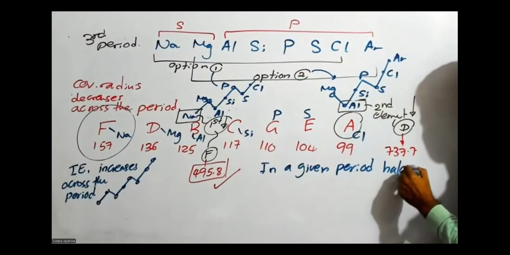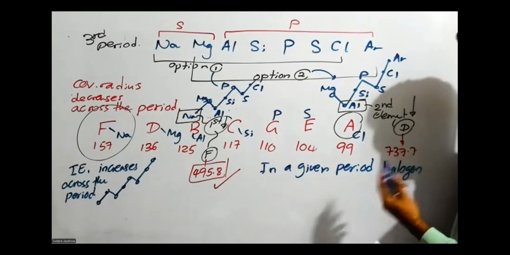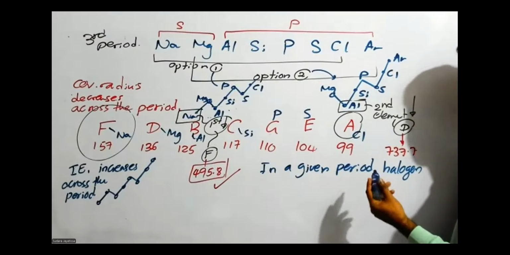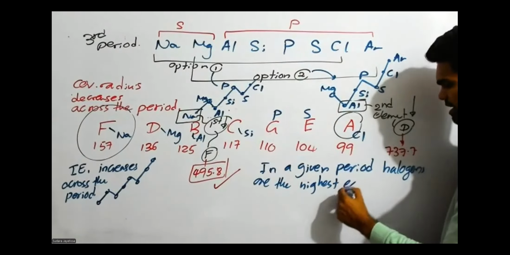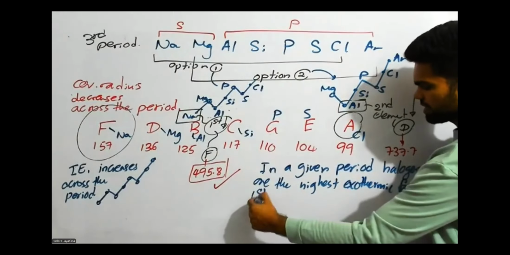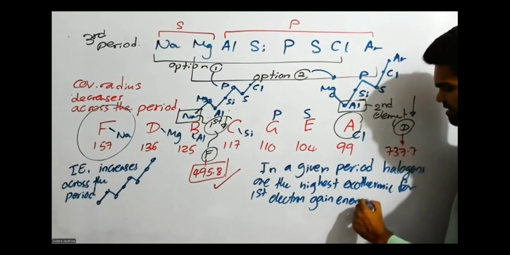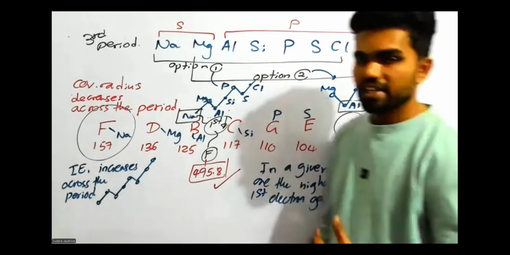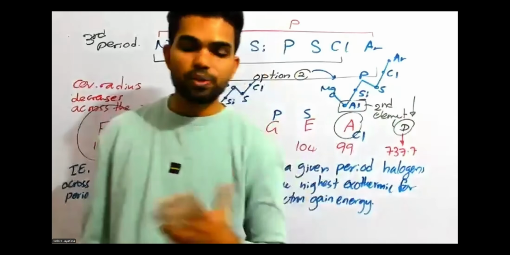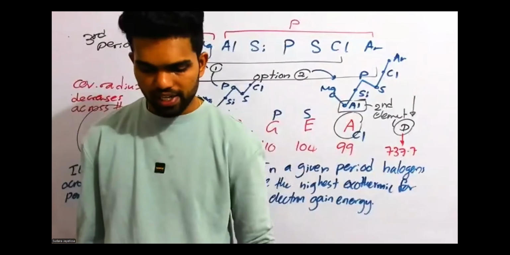halogen means fluorine, bromine, iodine, those things. Okay, halogens have the highest exothermic first electron gain energy. So that means it releases energy. Understand? So chlorine is the one that releases the most energy, or is most likely to gain the electron. Most likely to gain the electron.